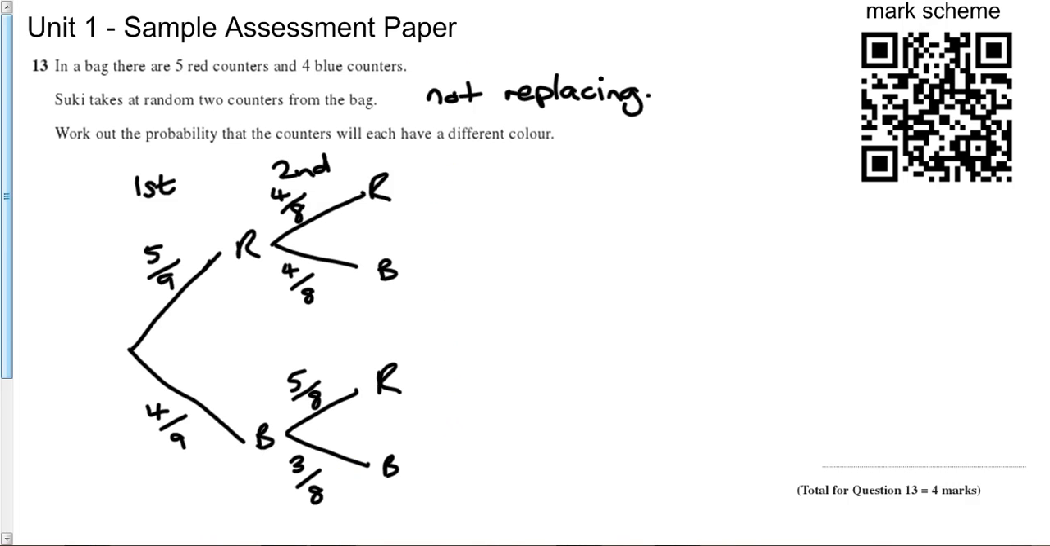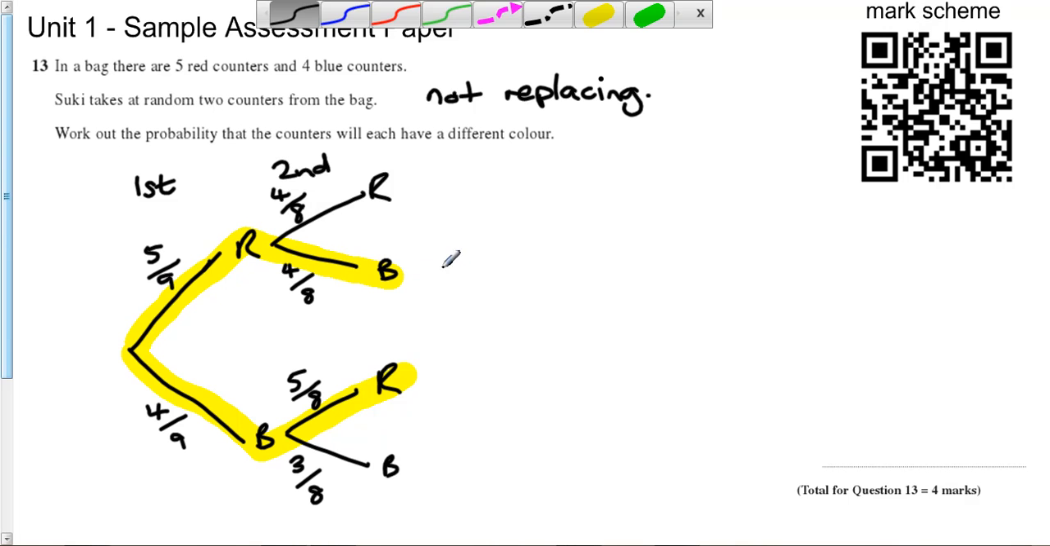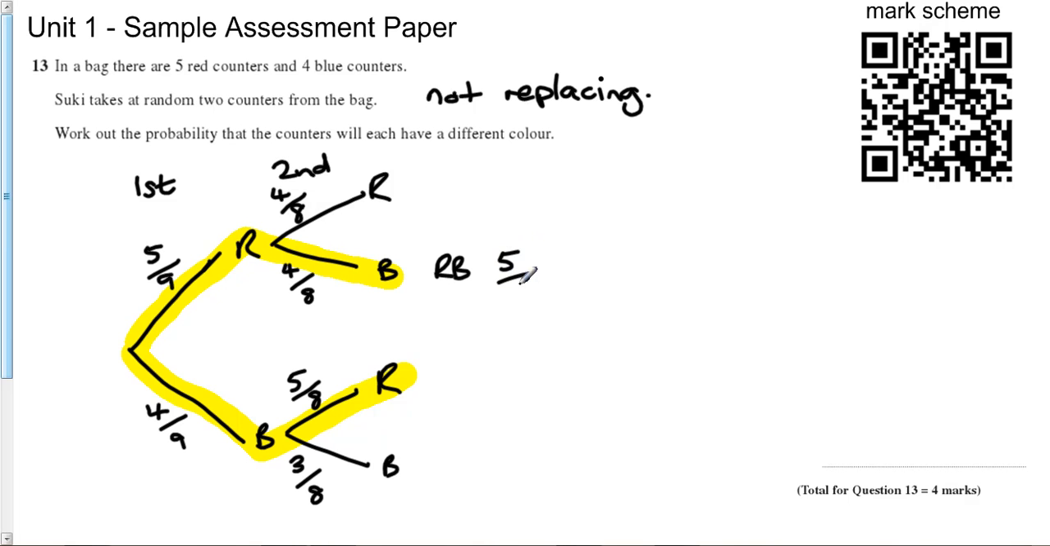Now we're looking for the situation where they're a different colour, so that's going to be this route and this route. So to work out the probability of a red then blue, we're going to need to do the probability of a red and the probability of a blue. And for the other situation where we get a blue then a red, which is a different outcome, it's the probability of getting a blue the first time and getting a red the second time.